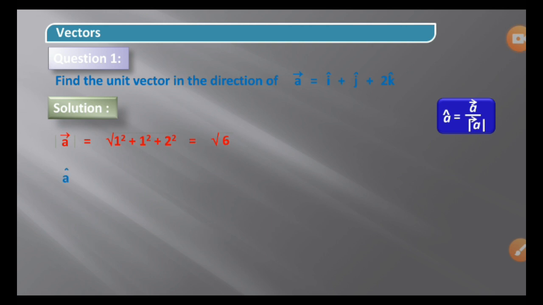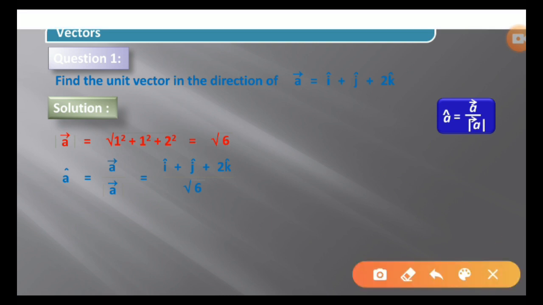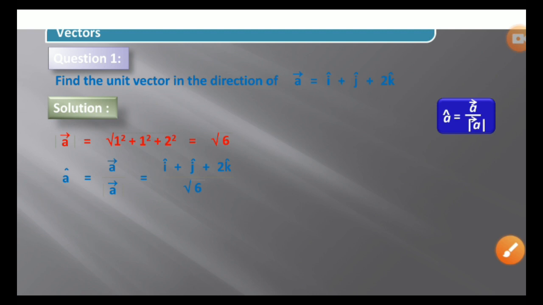Now, the unit vector in the direction of the vector A can be taken as A cap, which is equal to vector A divided by magnitude of A vector. So, this is equal to i plus j plus 2k divided by square root of 6, because in the numerator we take vector A, and in the denominator we take the magnitude of vector A. So, this is the solution of the given problem.